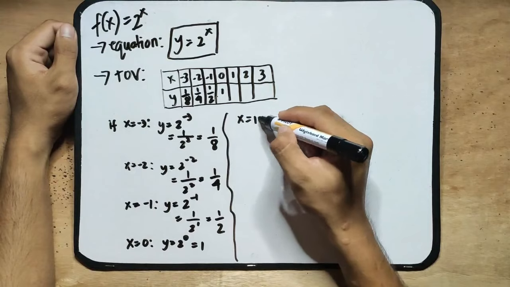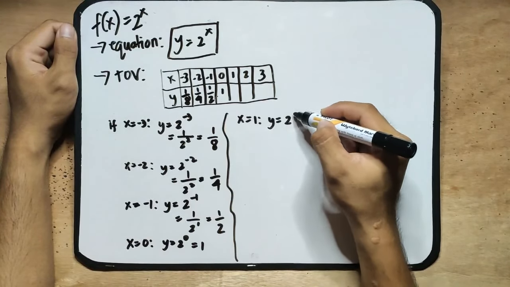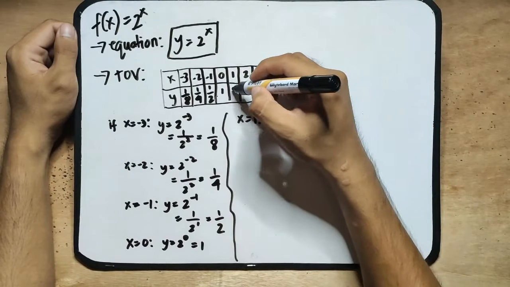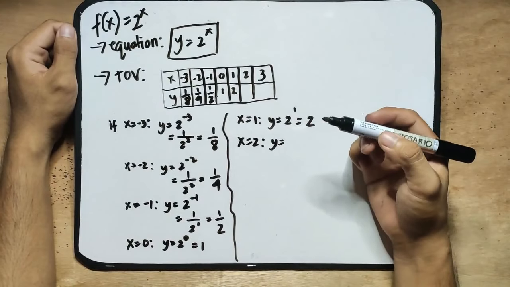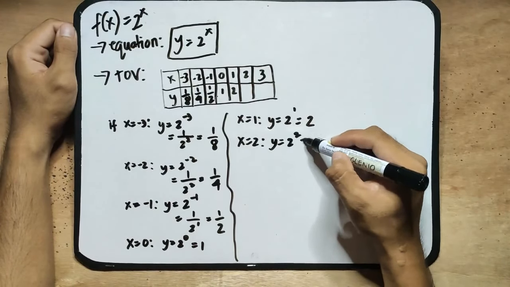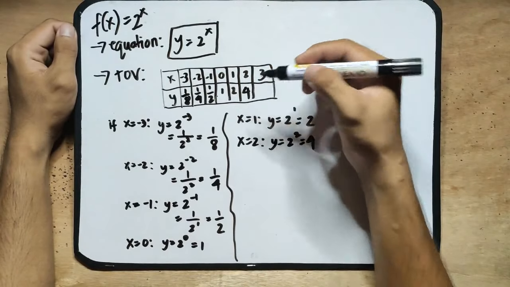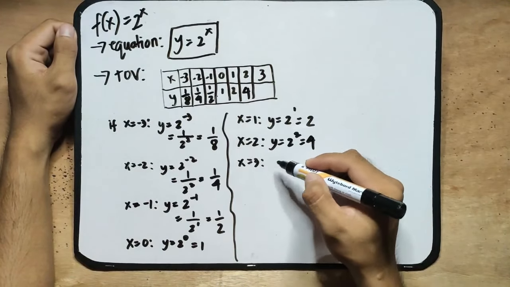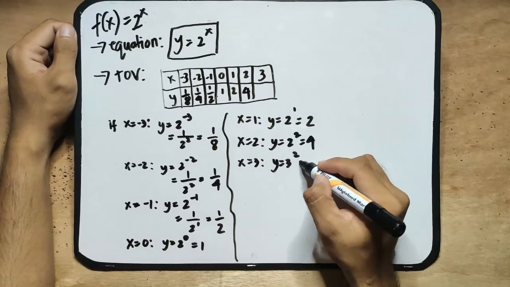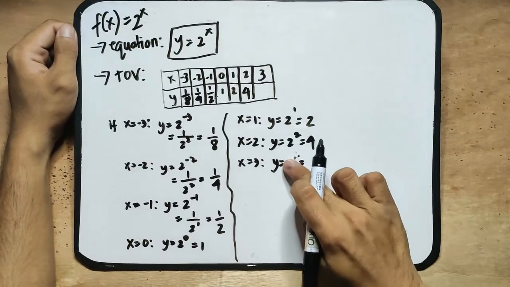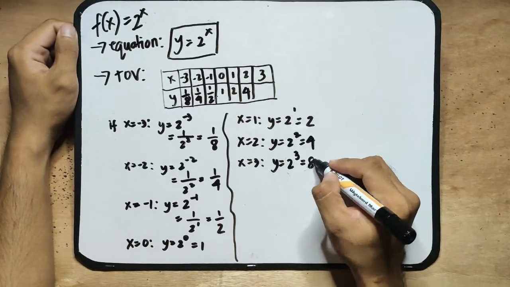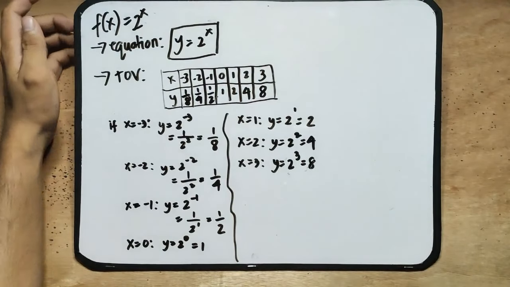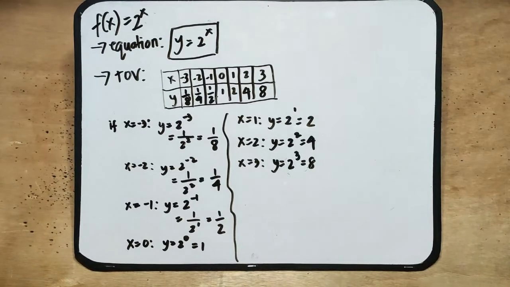If x is equal to 1, then we have y is equal to 2 raised to 1 or 2. If x is equal to 2, then we have y is equal to 2 squared, we have 4. Right here, 4. And if x is equal to 3, then we have y is equal to 2 cubed, or 2 times 2 times 2, we have 8. We write here 8. So that is the equivalent table of values for the given function.